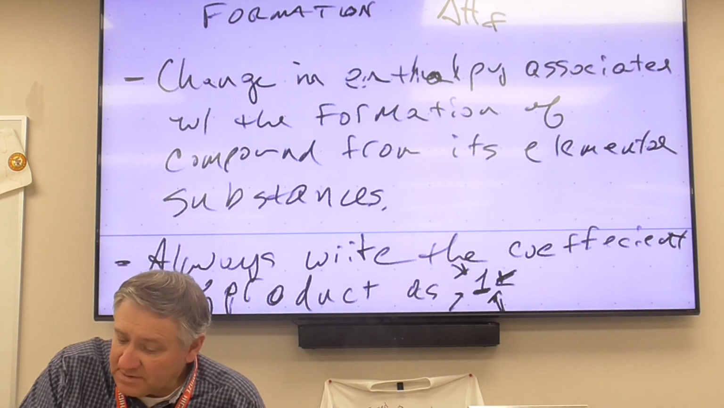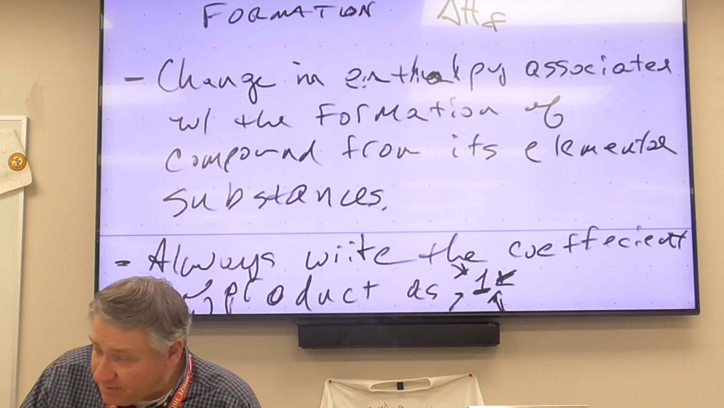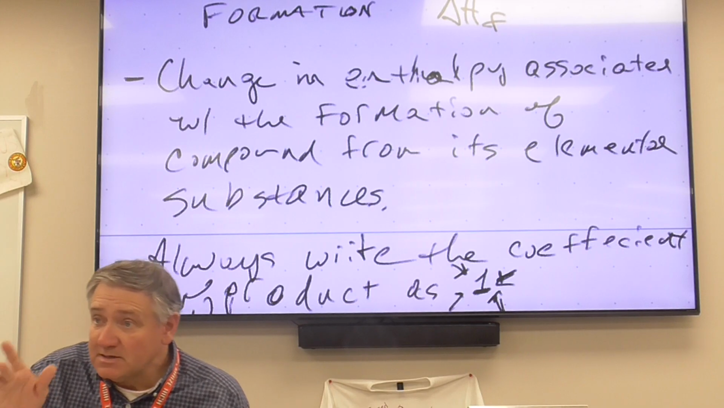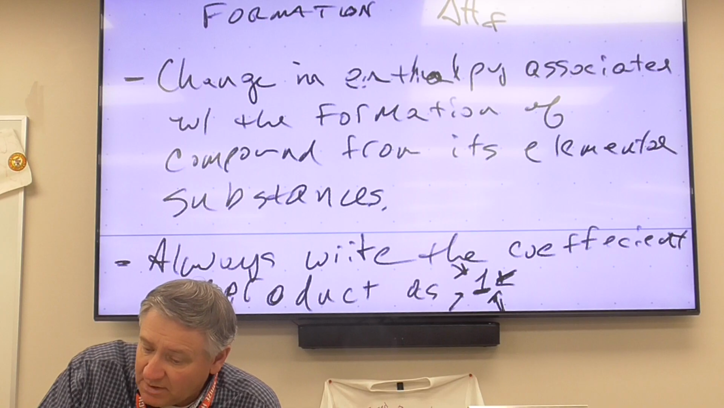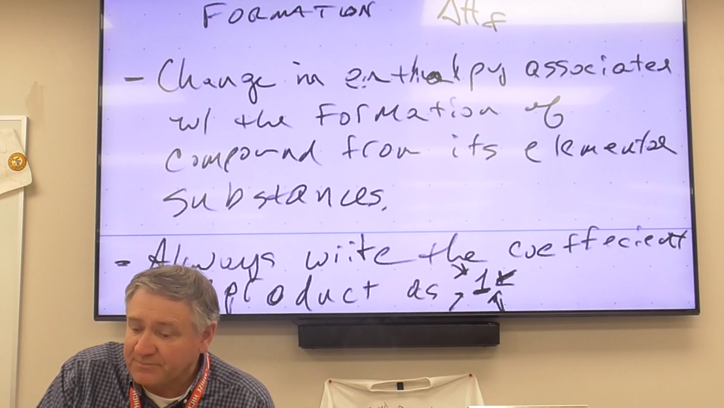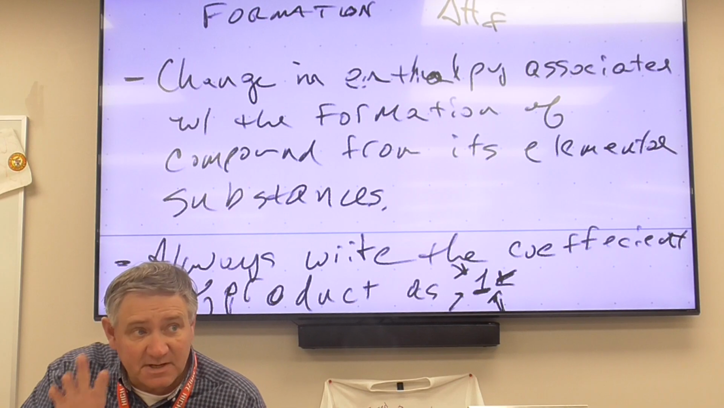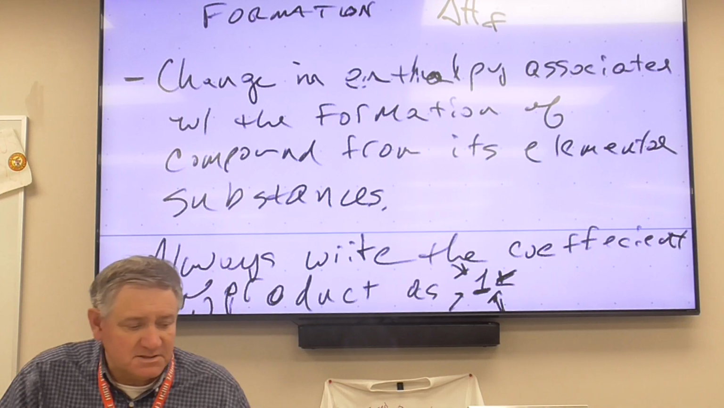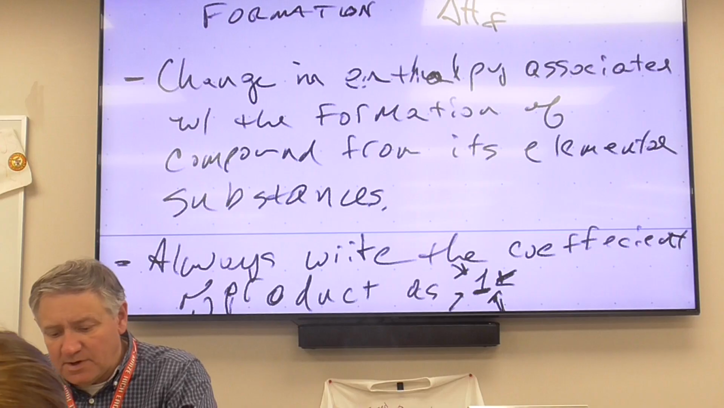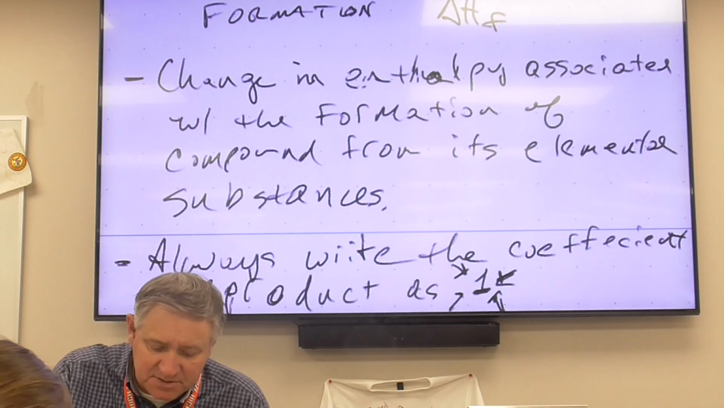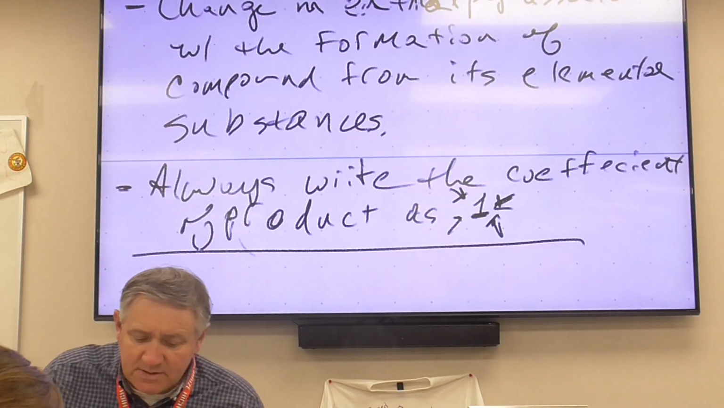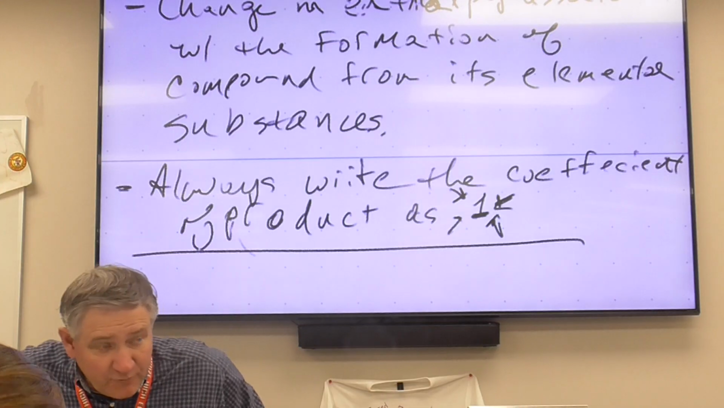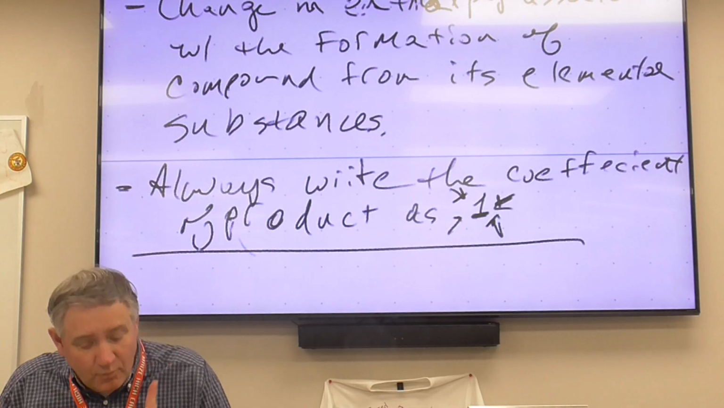Now we'll get more into this later. It can have entropy, which is a measure of disorder. So elemental substances don't have delta H, they don't have delta G. But they are going to have entropy because they're going to have a certain amount of disorder. Okay, so another thing, when you look at how you write these equations, you always write the coefficient for the product to have a value of 1.